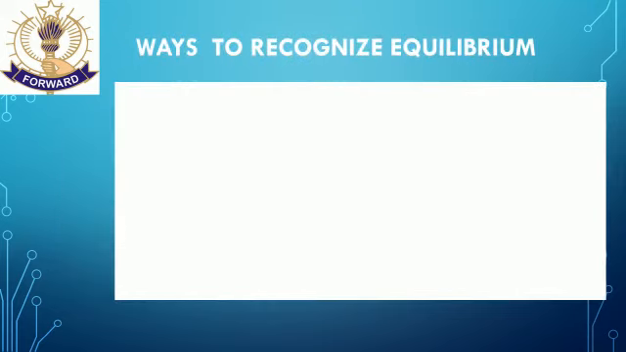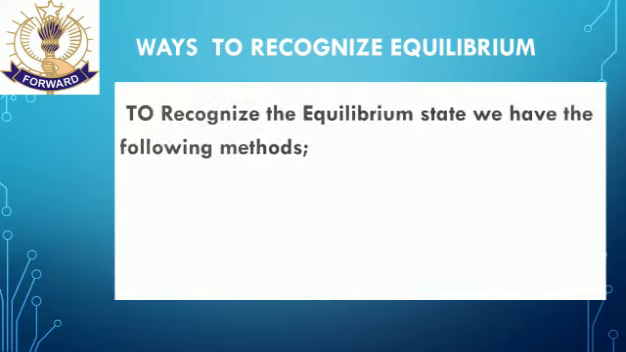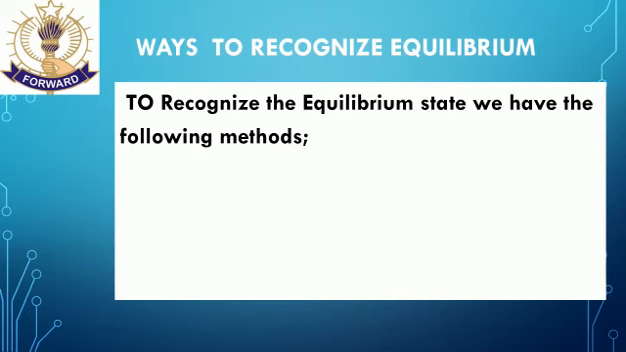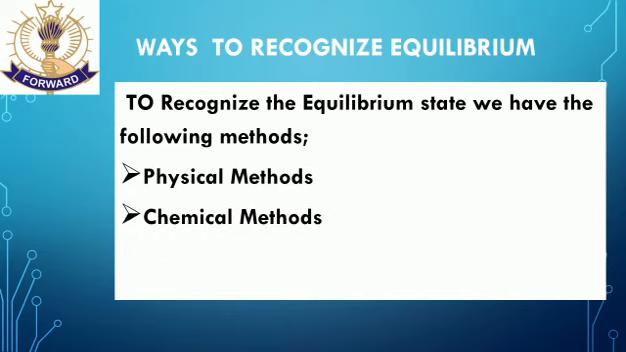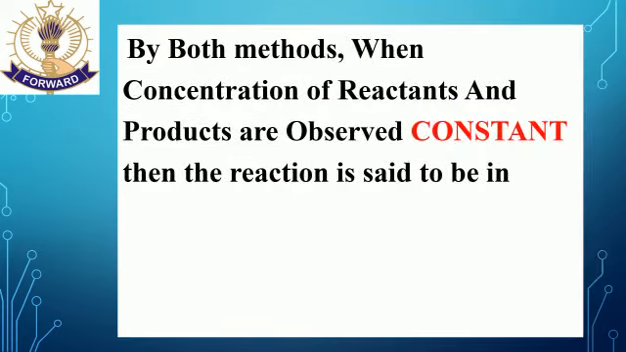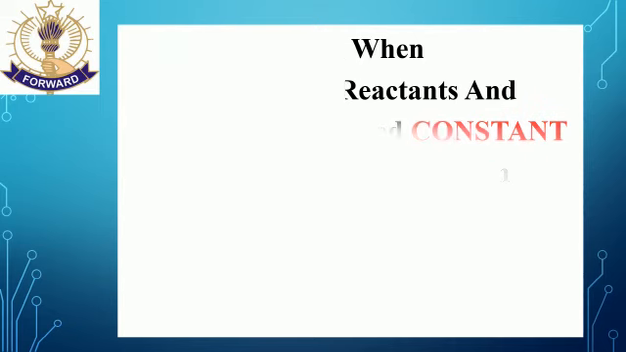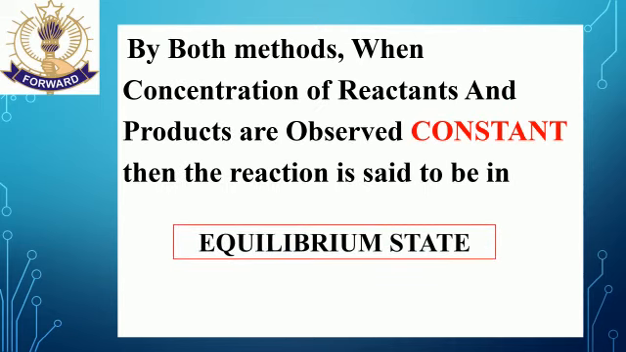Now, what are the ways to recognize equilibrium? This is a very important question, that how we come to know that the equilibrium in a chemical reaction has been established. In order to recognize the equilibrium state, we have the following methods: physical method and chemical method. Dear students, by both methods, whether physical or chemical, when the concentration of reactant substance becomes constant, it means that equilibrium is established.